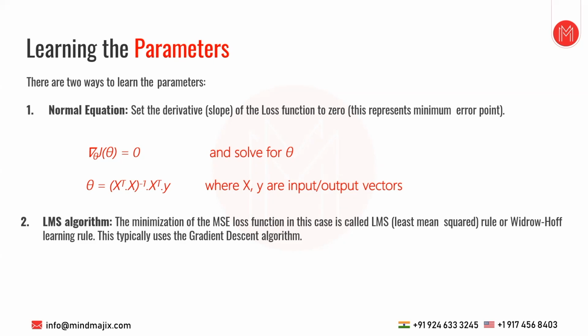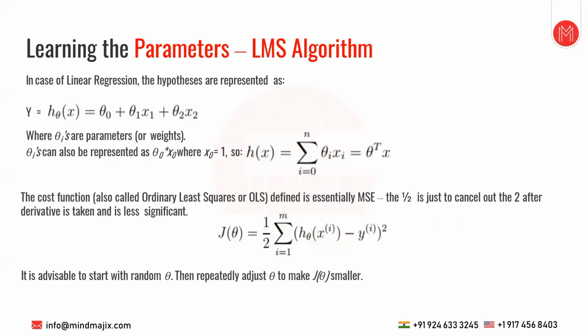The LMS algorithm was introduced by Widrow and Hoff in 1959 and is an adaptive algorithm. LMS incorporates an iterative procedure that makes successive corrections to the weight vector in the direction of the negative of the gradient vector, which eventually leads to the minimum mean square error. Compared with both ways of learning the parameters, the LMS algorithm is much more popular due to the gradient descent concept. So let's see how we go with this LMS algorithm and, in future, with gradient descent. In the case of linear regression, the hypothesis is represented as y equals h theta of x.